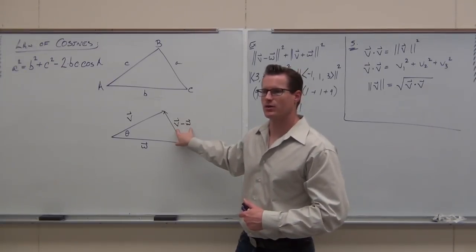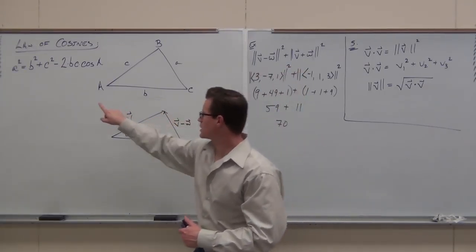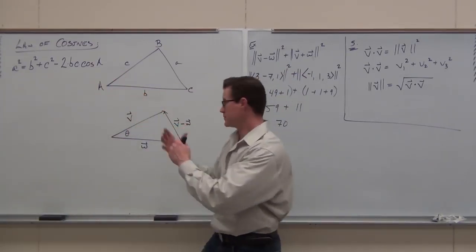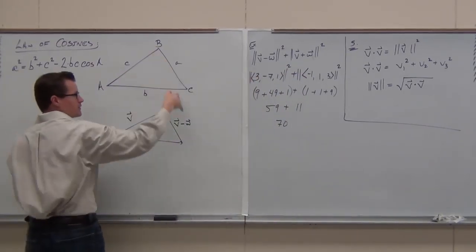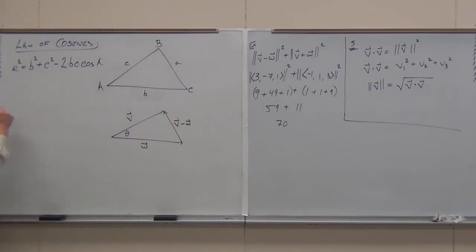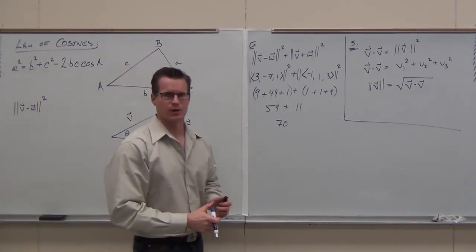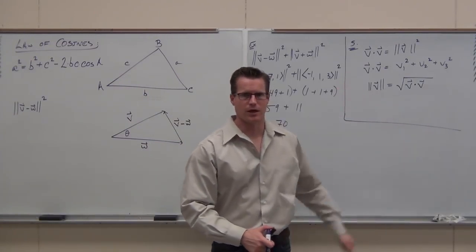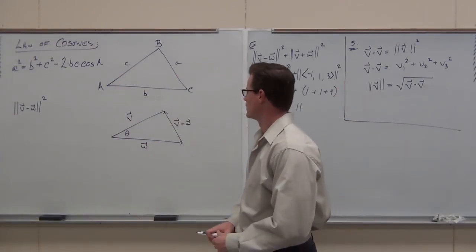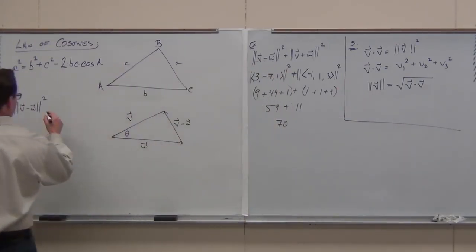Okay, so when I'm talking about A and I put it on this picture right here, the thing that's corresponding with A is the magnitude of V minus W squared. We just talked about all that right now. What's it equal to? Let's fill it out.